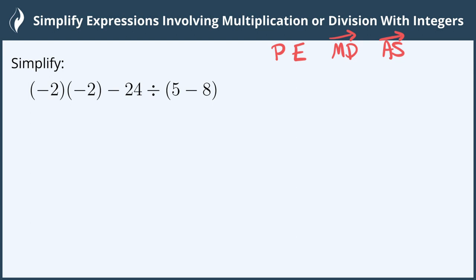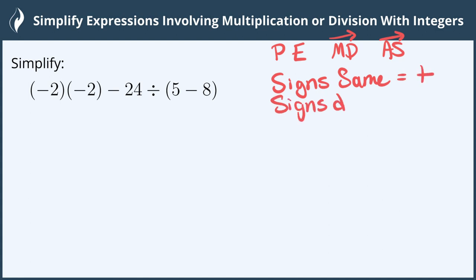We also should review the multiplication and division rule when we have different signs. If I have signs that are the same, then the answer is positive. If I have signs that are different, then the answer is negative.